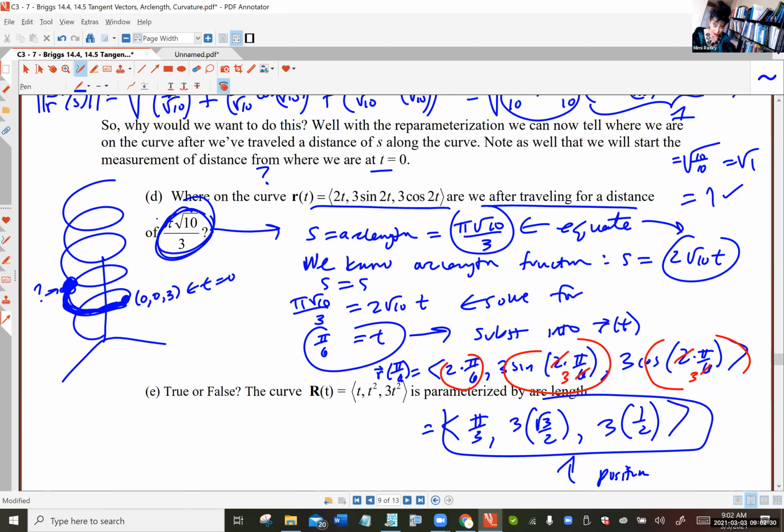Now let's do a true or false question. True or false? The curve, big R of t, with these components t, t squared, 3t squared, is parameterized by arc length. True or false? How would you test it, based on this whole page of what we did here?